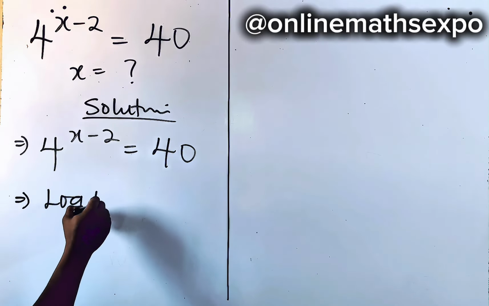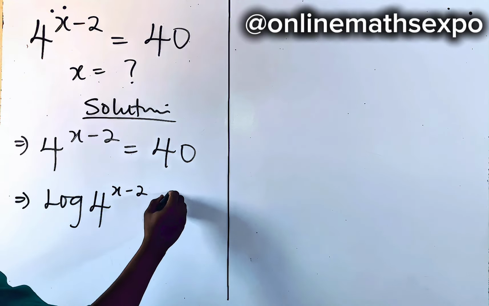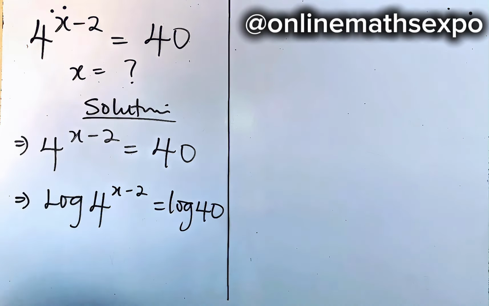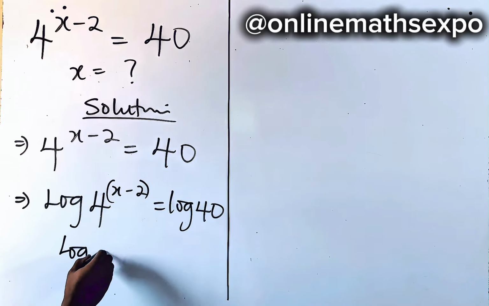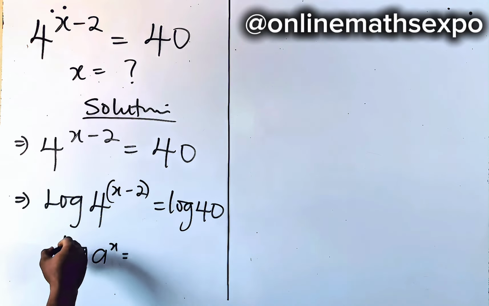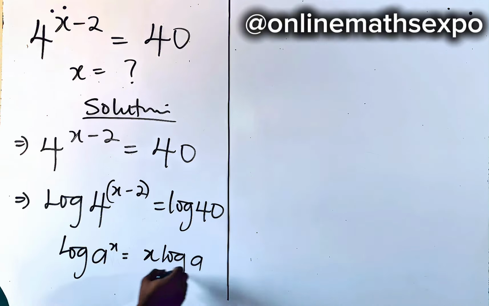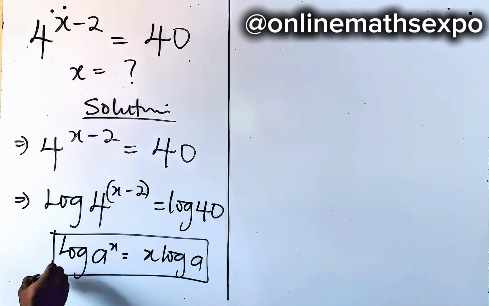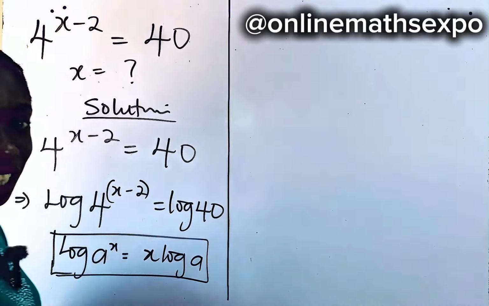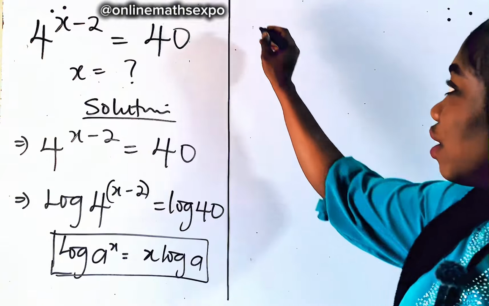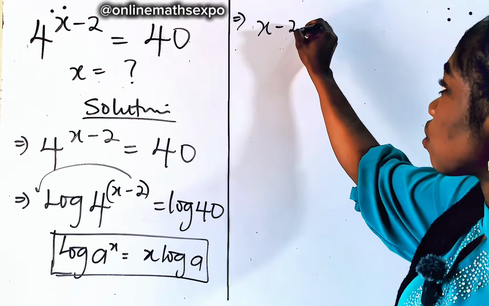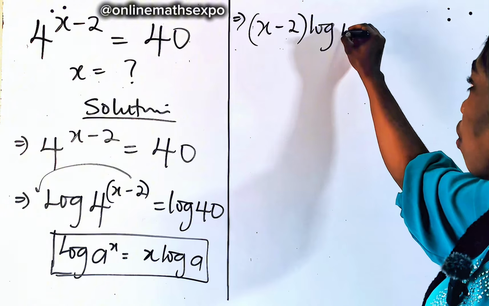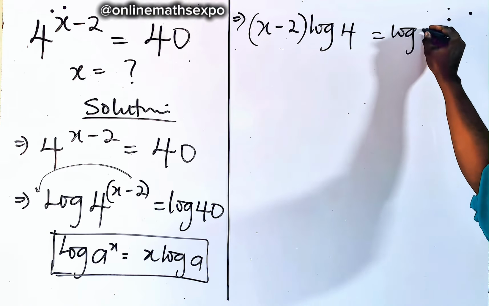So we have log of 4 to the power of x minus 2 is equal to log of 40. Now, what do you do next? Just remember this is a power of 4. Remember, for every log of a to the power of x, the power multiplies, so it gives you x log a. So let's apply this logarithmic rule on the left side. This power multiplies, so we have (x minus 2) log 4 is equal to log 40.